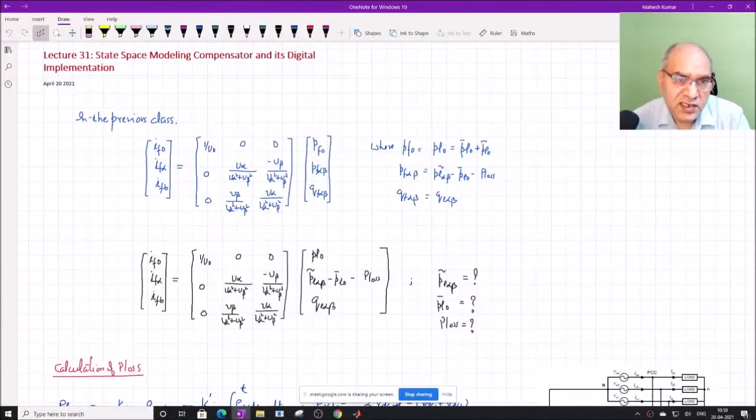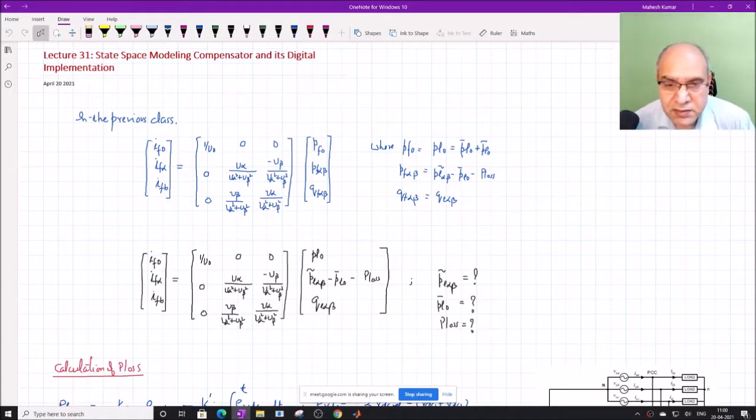So welcome to lecture 31, and in this lecture we will talk about the implementation of the control algorithm that we have discussed in the previous class. In the previous class we covered state space modeling of the compensator, and we learned how to implement it on a digital platform.